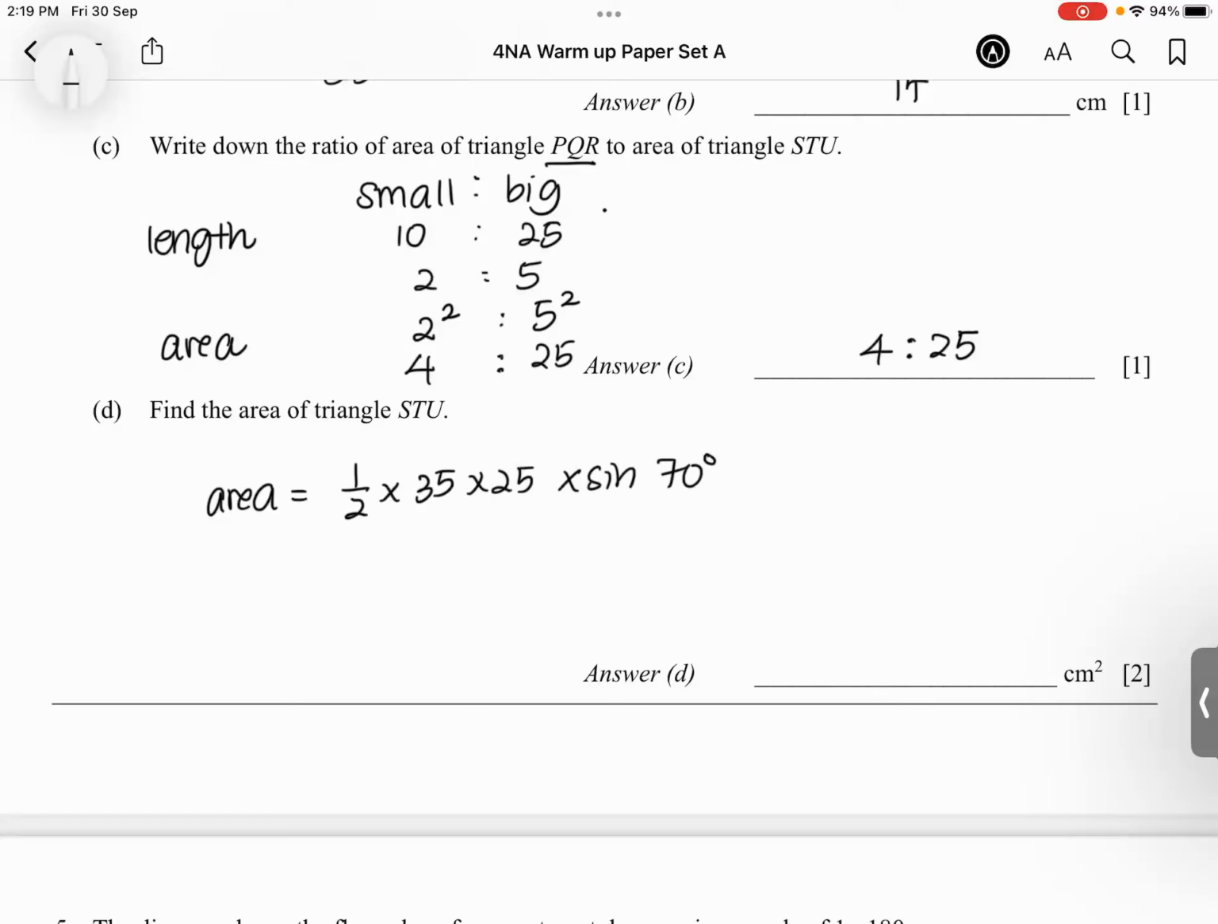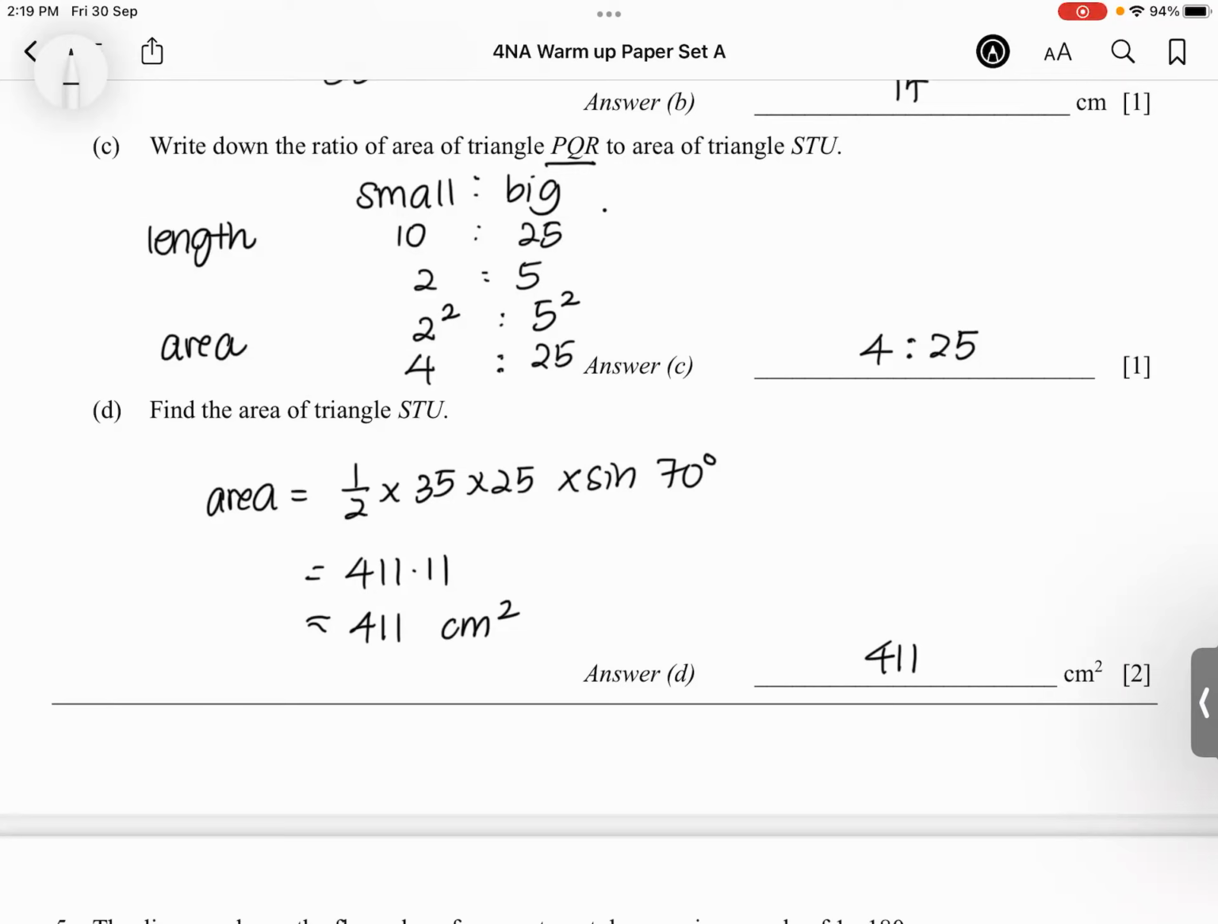Everyone, can you check your calculator angle unit? Is it in the correct unit? Is it in degree or is it in radian? Later you put wrongly, then all your answers will be wrong. Okay. This answer will be 411.11. Round off to 3 significant figures, 411 cm squared. Is this okay?